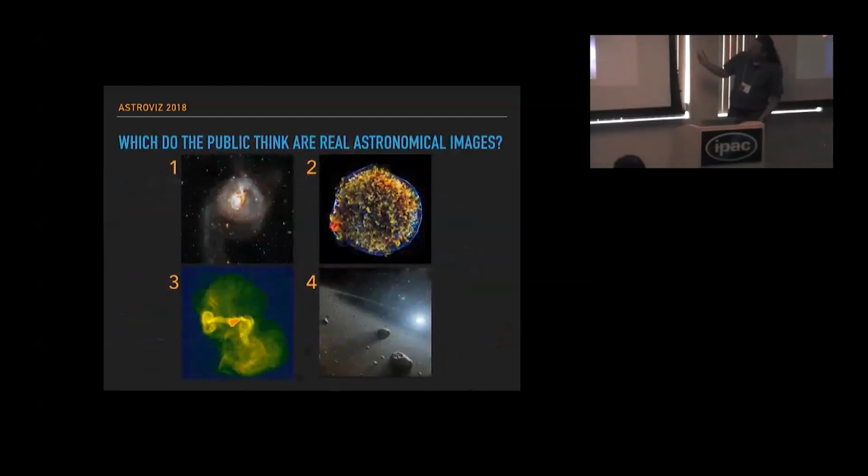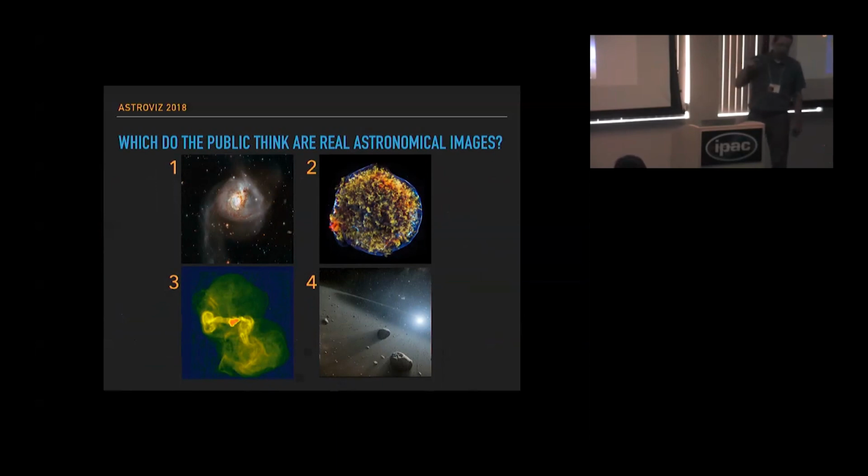So what I did is I picked 4 images, and the question is, which of these 4 images would the public think are real astronomical images? What do I mean by real astronomical images? I mean a telescope was involved in collecting data, and that data was used to create an image. So we know that 1, 2, and 3 are real astronomical images in the sense that telescope data was used to make them, and 4, of course, is a beautiful space art image.